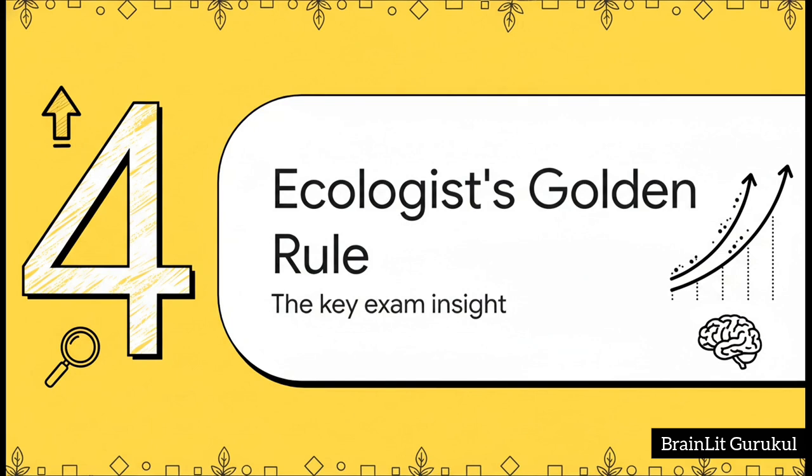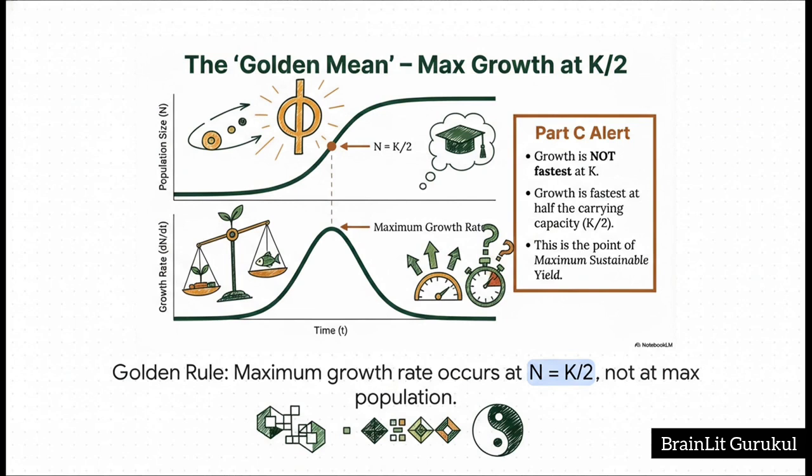Okay, everybody, listen up. I mean it. We have arrived at the ecologist's golden rule. If there is one single thing you take away from this whole session for those tricky Part C questions, this is it. So here's the rule. The population's growth rate isn't fastest when the population is biggest. No way. It's actually fastest at exactly half the carrying capacity, when n equals K over 2.